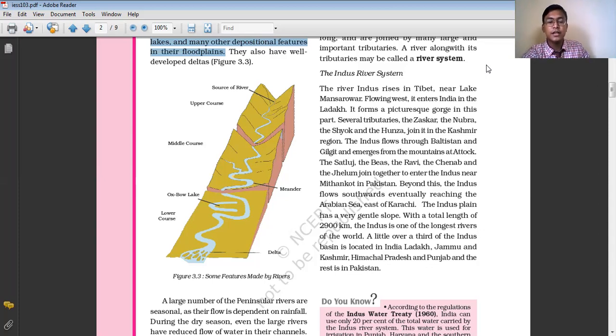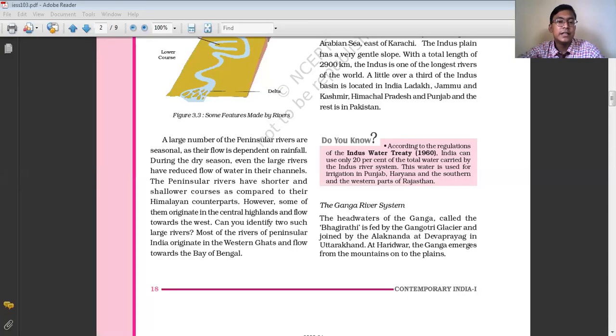So now let us study the peninsular rivers. On the other hand, a large number of the peninsular rivers are seasonal rivers. Unlike the Himalayan rivers, which are perennial in nature and have a continuous supply of water throughout the year, a larger number of peninsular rivers are seasonal. That means they do not have a continuous supply of water throughout the year. They have water supply only during the rainy season.